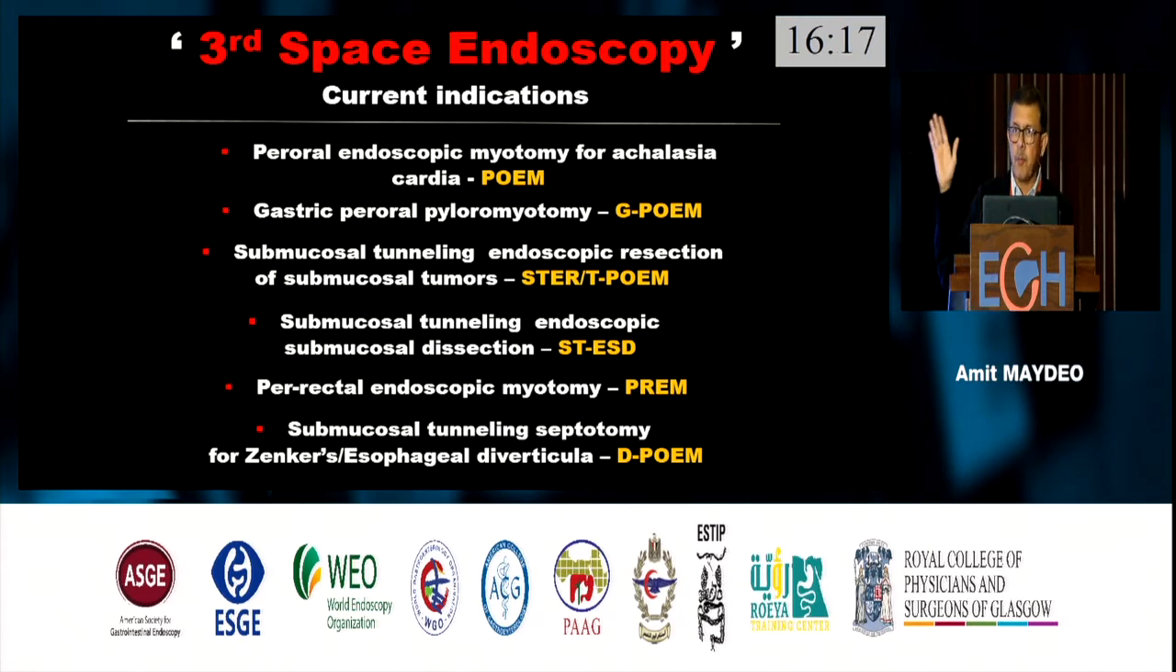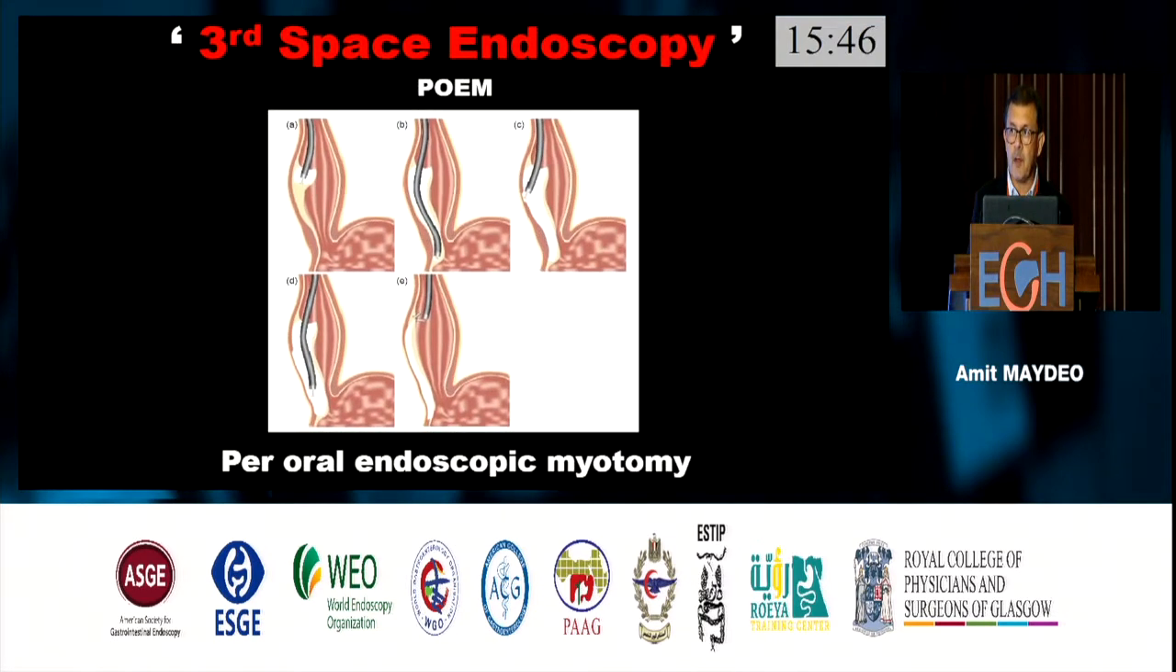Now, from the time POEM got invented, look at the number of procedures which were invented utilizing the third space. We have POEM for myotomy for esophagus. Then we have gastric pyloromyotomy, for patients who have got gastroparesis. Then STER, or submucosal tunneling endoscopic resection of submucosal tumors. ESD, instead of doing a normal ESD, we can do a submucosal tunneling dissection and ESD. Then we can do a rectal myotomy in patients of Hirschsprung's disease by using submucosal tunneling. And we can also cut a diverticular septum, either in a Zenker's diverticulum or epiphrenic diverticulum, using the third space.